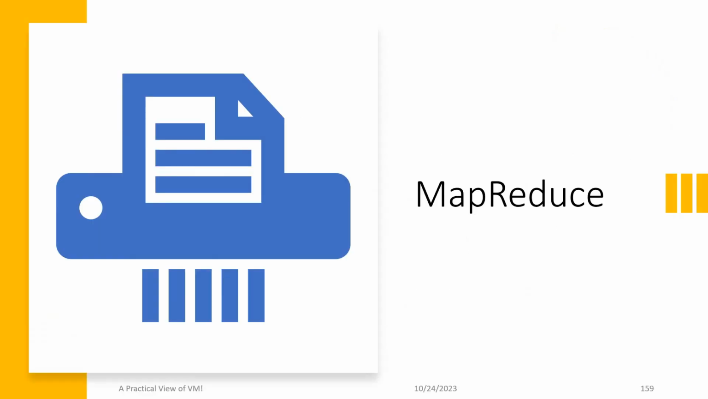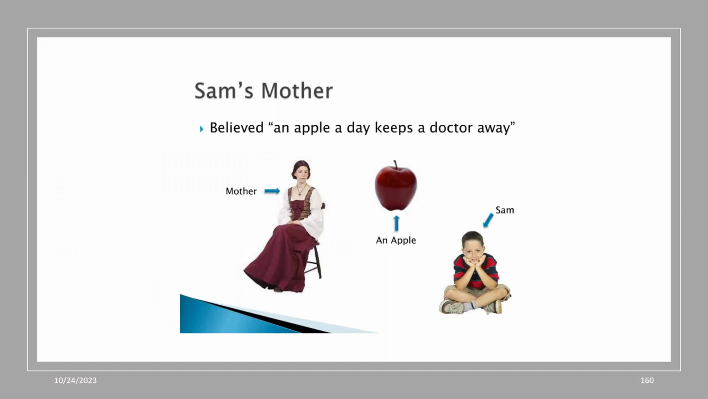And coming to the map reduce, this is something that we need to understand through some simple example. Map reduce is a very interesting concept. I am taking some reference here. This is a very common reference that comes out on the internet as well. Sam's mother believed that an apple a day keeps the doctor away. Sam's mother clearly trusted that an apple a day keeps the doctor away.